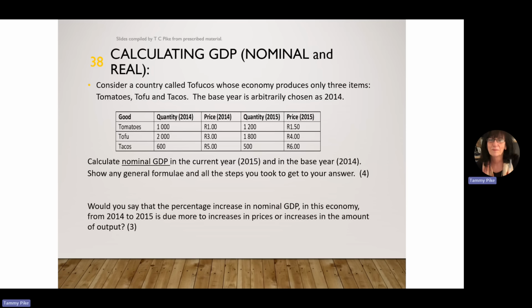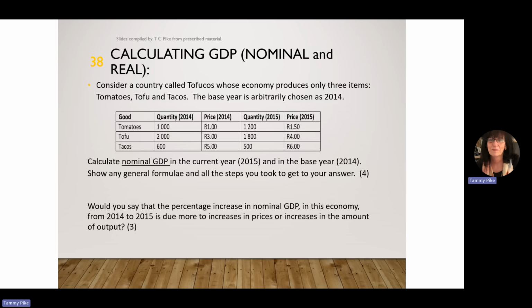And once you've got all of those totals, let's look at that first one, 1,000 times 1 rand, that'll be 1,000. 2,000 times 3, that's going to be 6,000. And 600 times 5, that's going to be 3,000. So once you've got your totals, you go equals for each of them, and you add them up. All right, I'm going to show you on the next slide, and then you'll have your nominal GDP for 2014.